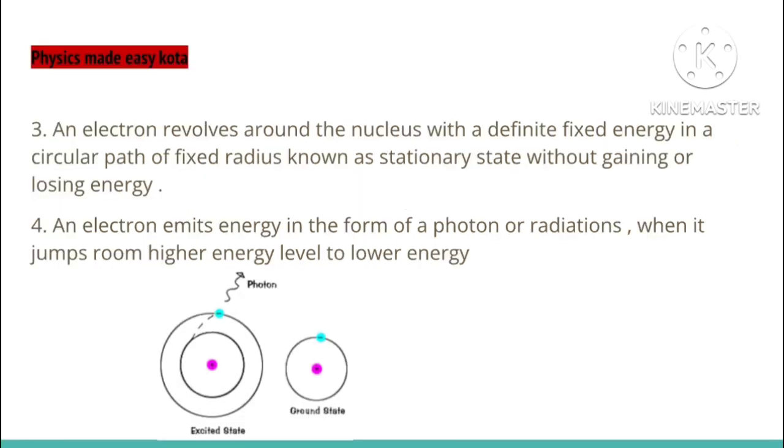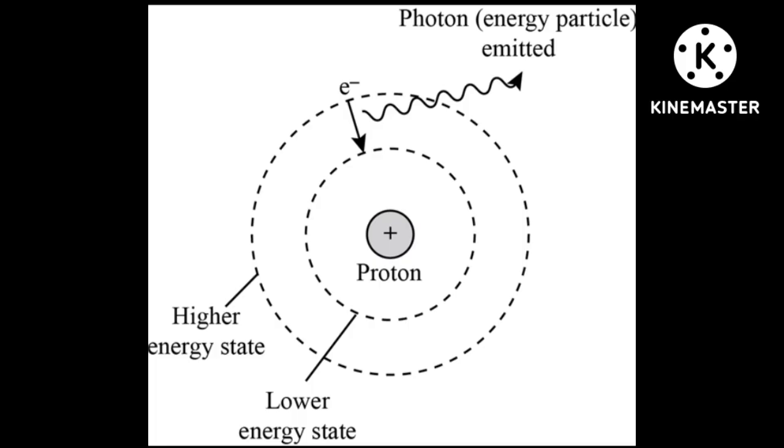The third postulate is that an electron revolves around the nucleus with a definite fixed energy in a circular path of fixed radius, and these are known as stationary states, without gaining or losing energy. An electron emits energy in the form of photons or radiations when it jumps from a higher energy level to a lower energy level. So here two energy levels are shown. Whenever an electron comes from the higher energy state to the lower energy state, there is also emission of energy in the form of photons.